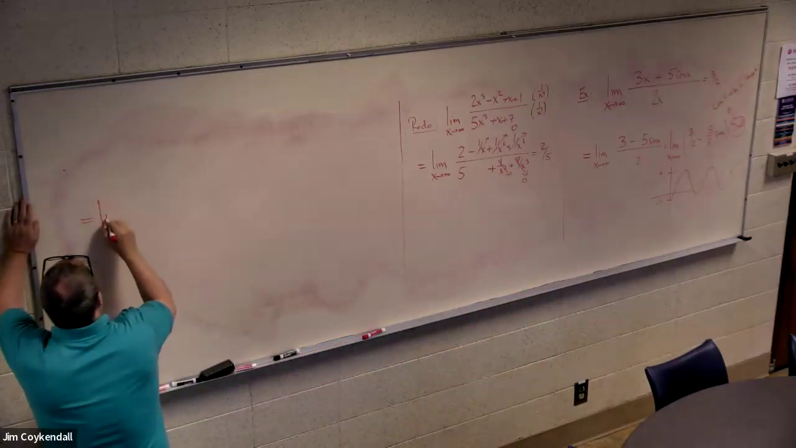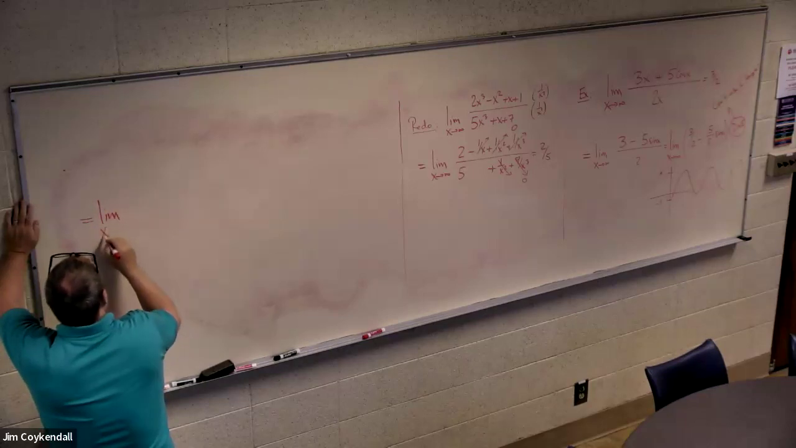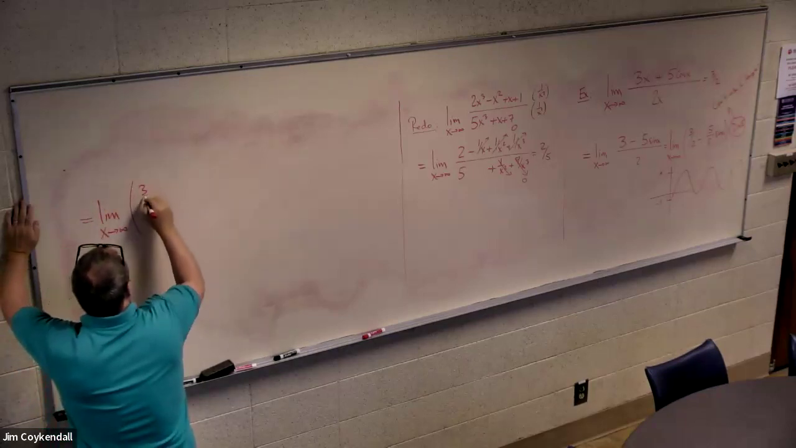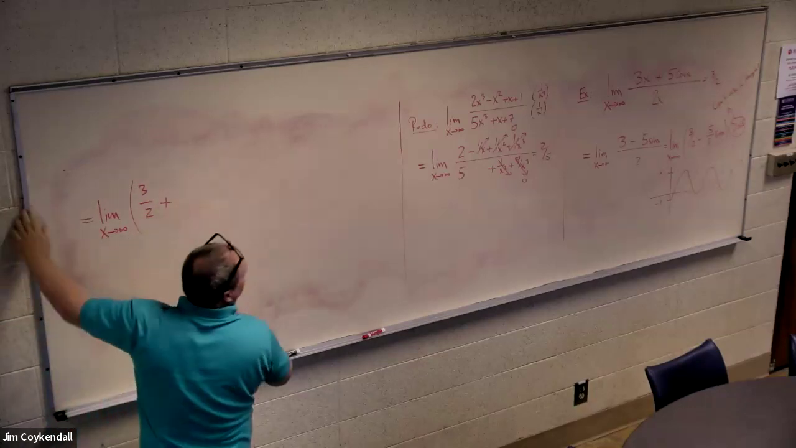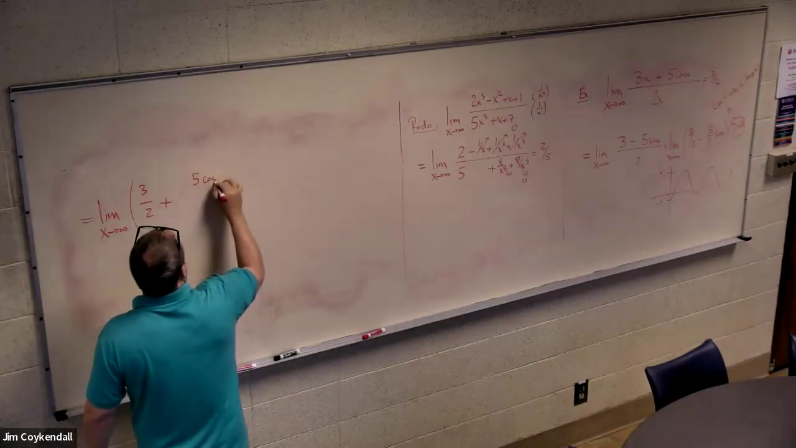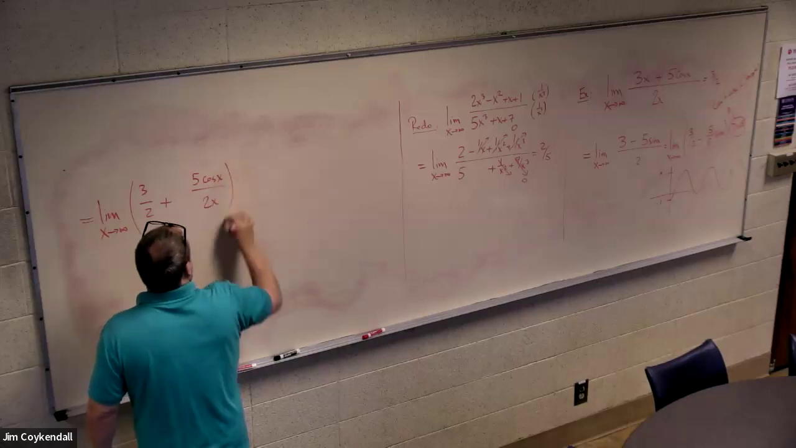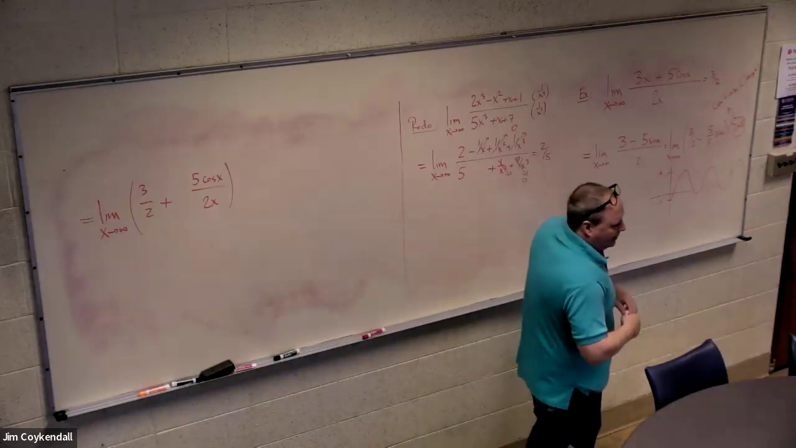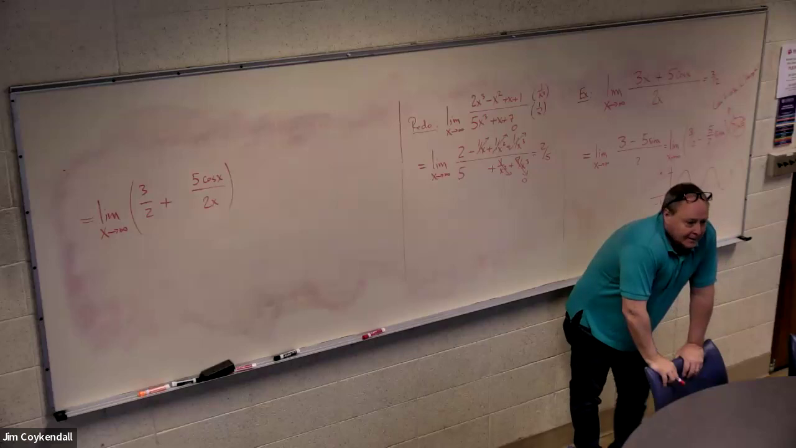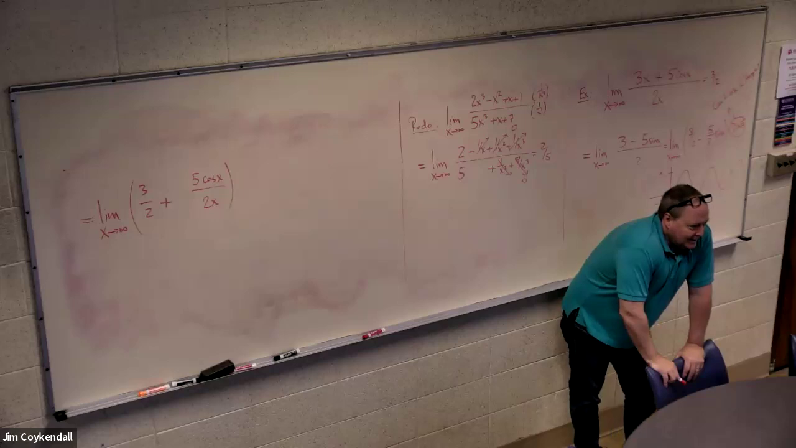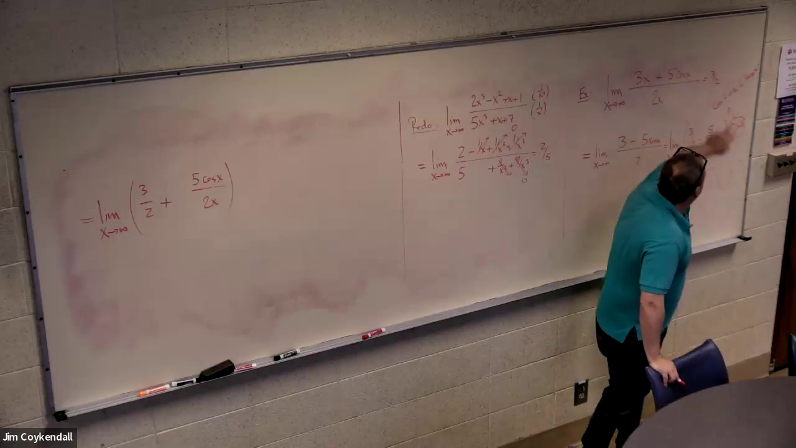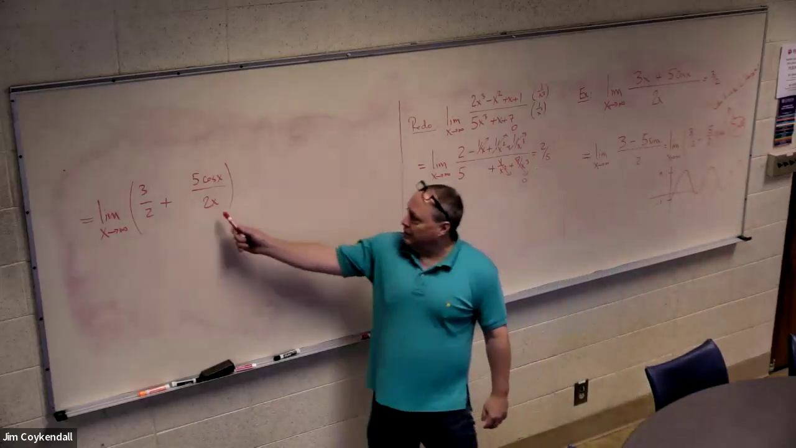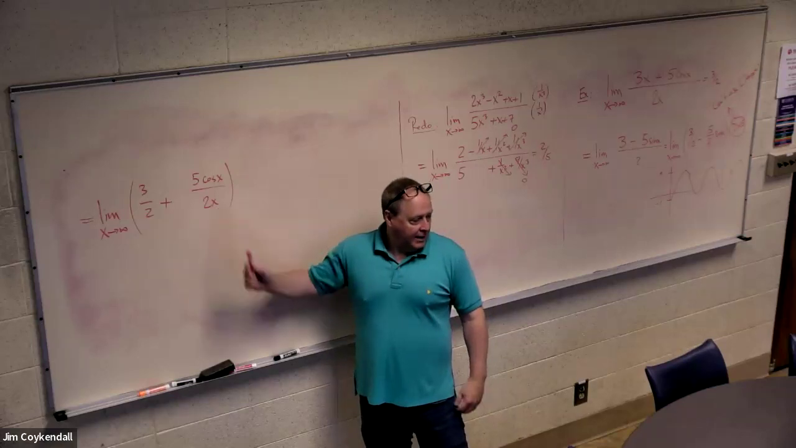Let's rewrite this. The limit as x goes to infinity of 3/2 plus 5 cosine x over 2x. Does that help squeeze the answer out of you? If you believe my answer is 3/2, then you have to believe that this goes to 0. Can anybody explain why it does?